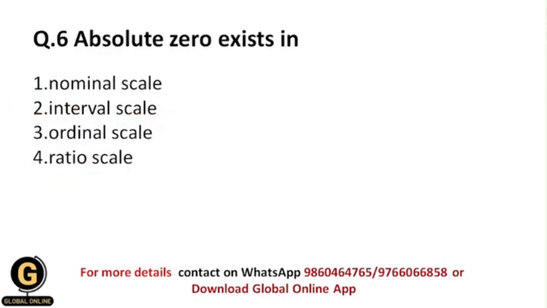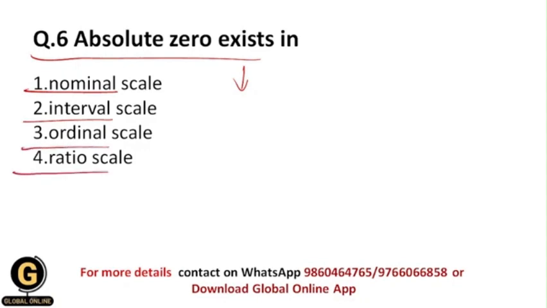Next is, absolute zero exists in. Now this is a very easy question: whether it is nominal scale, interval scale, ordinal scale, or ratio scale. Students, absolute zero exists in the ratio scale, that I have told you earlier in this video, right?